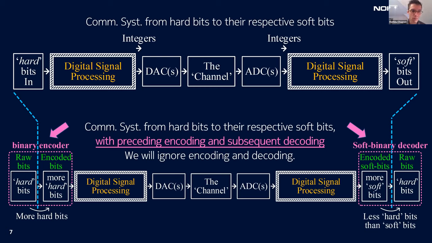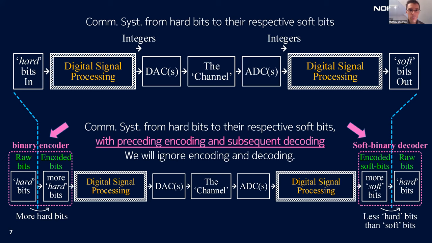The encoding block takes hard bits coming in and generates more hard bits. You add redundancy, you add parity checks, and so on, to protect these bits. At the receiving end, you have soft bits, and then you go to a soft in, soft out, or soft in, hard out sort of decoder. I will not be talking about the encoder and decoder part. I will just be talking about the hard bits to soft bits. If you improve that system, then obviously you will be improving the capability of the encoding and decoding blocks.